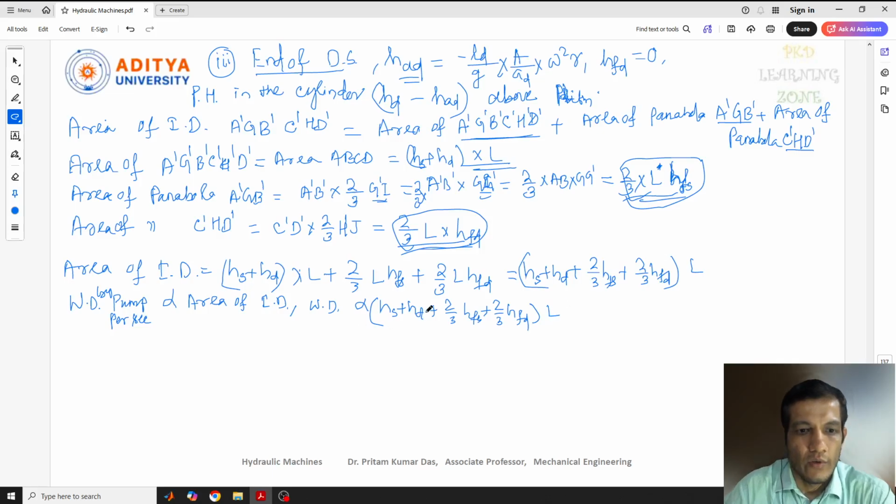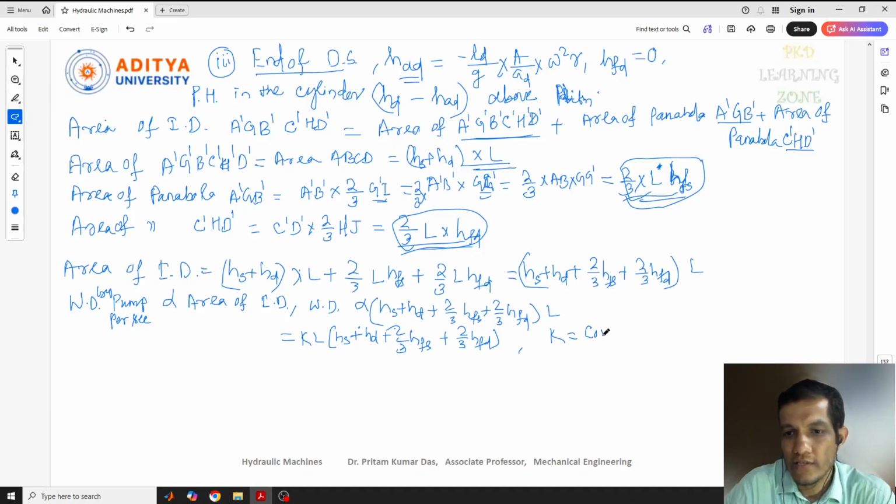Now, same thing, I'll write it by removing the proportionality sign. Let me write it into K and into L of this whole term: HS plus HD plus 2 by 3 HFS plus 2 by 3 HFD, the whole term. So what is the K value here? This is nothing but the constant of proportionality. Okay, so this is about all these things.